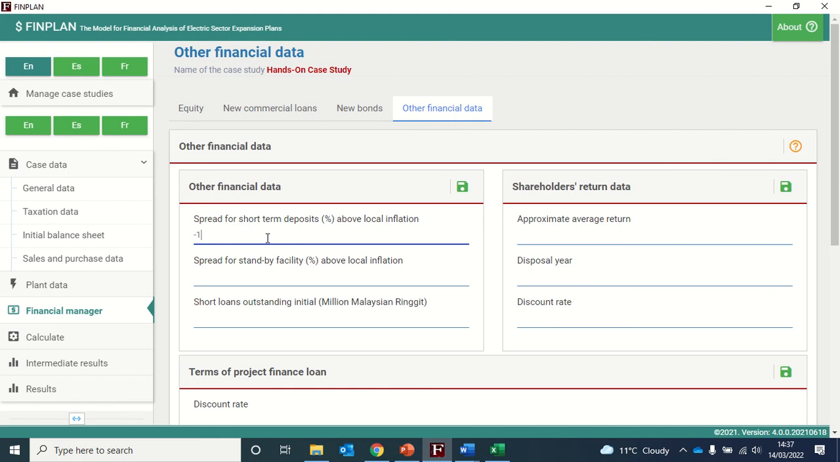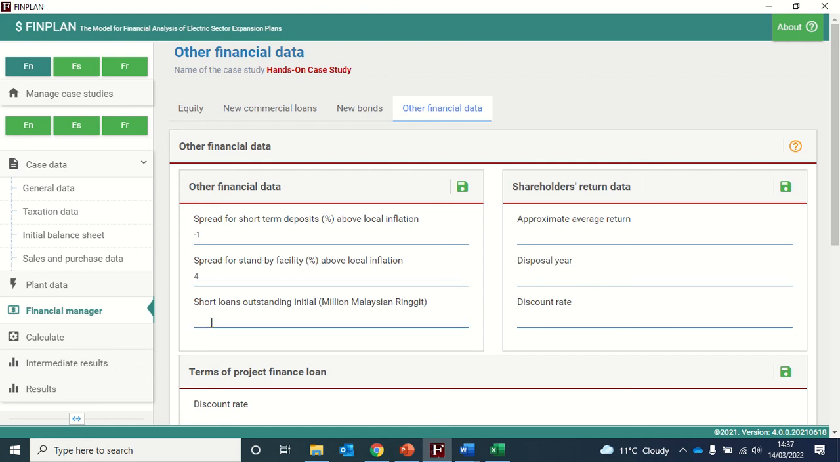Spread for standby facility above local inflation is the next one. And since the interest rate for the loan from a standby facility is high, we will assume that for this case study it is 4. So this means that the interest rate for the standby facility loan equals the inflation rate plus 4%. And as the inflation rate is 4%, the interest rate on the standby facility will then be 8%.